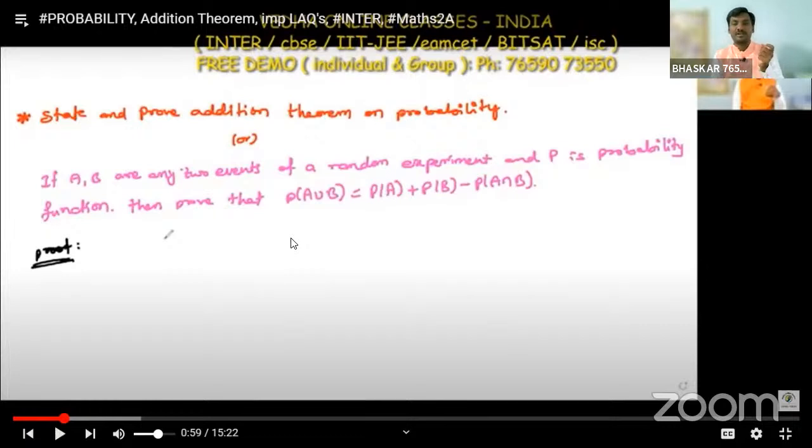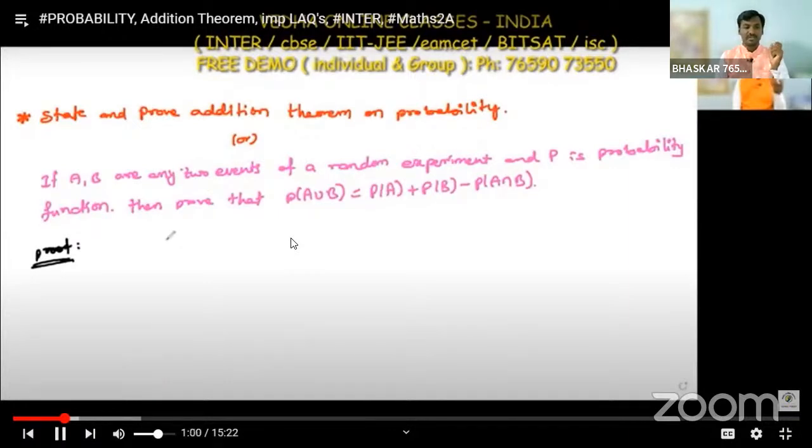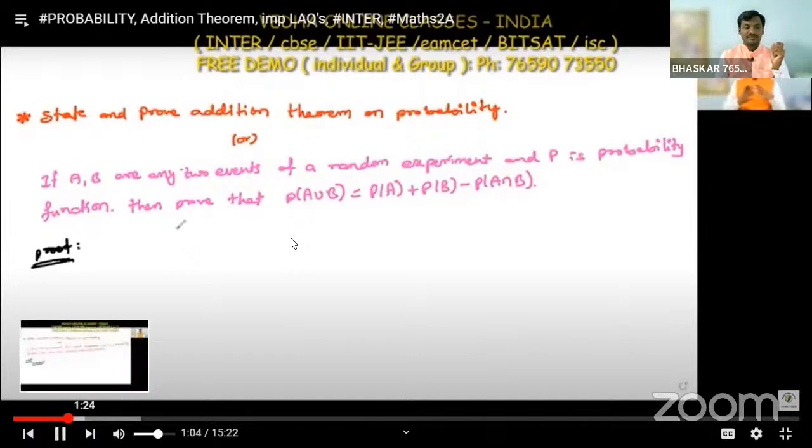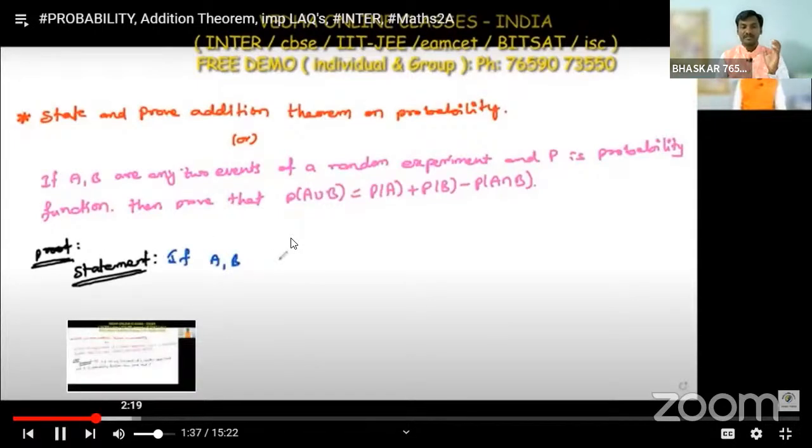So how do they give the statement? If A and B are two events of a random experiment and P is the probability function, then prove that probability of A union B is equal to probability of A plus probability of B minus probability of A intersection B. Okay, so this is the question here. So how do we solve this question? Okay, so state and prove the addition theorem on probability. But mostly they ask to state, with marks for writing the statement also. So sometimes they ask for the statement, so we have to write the statement.